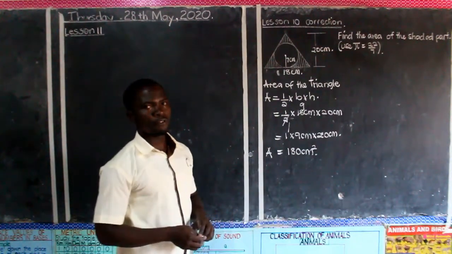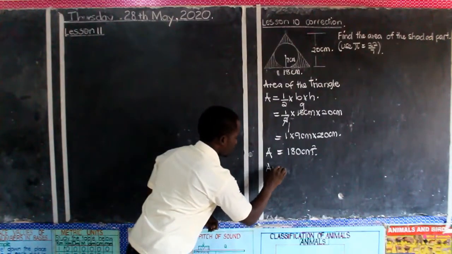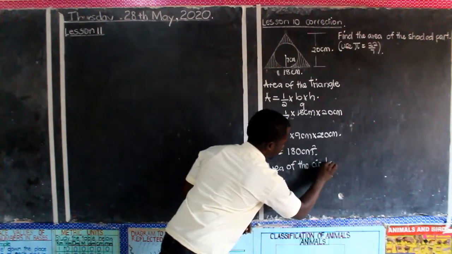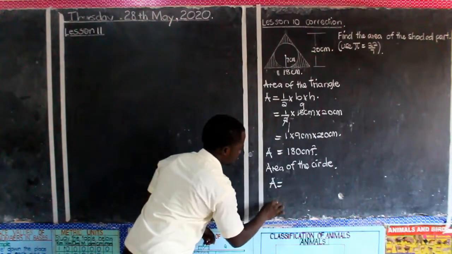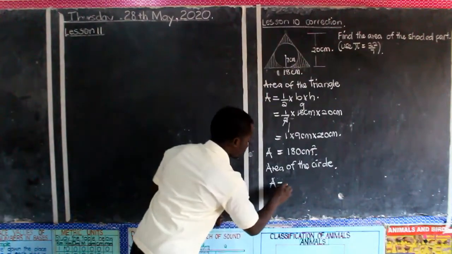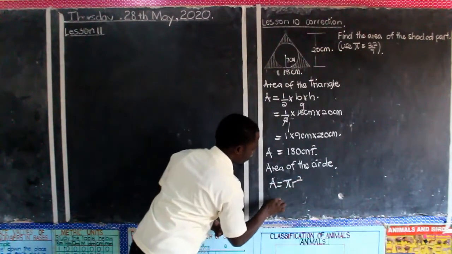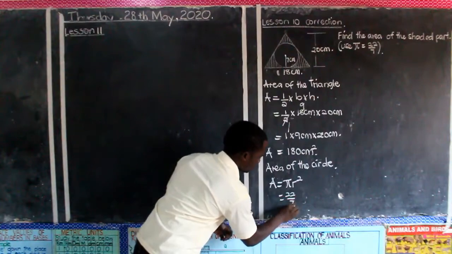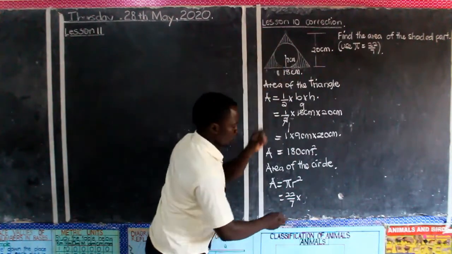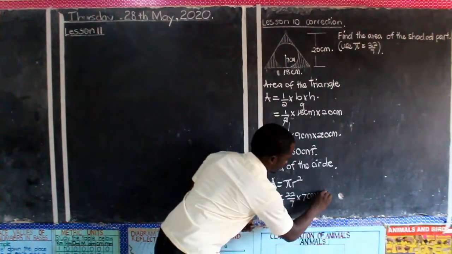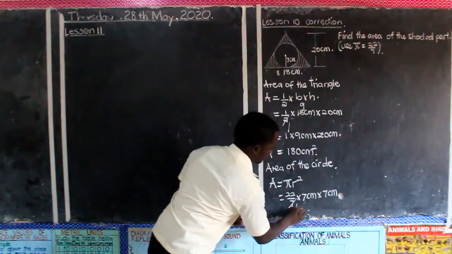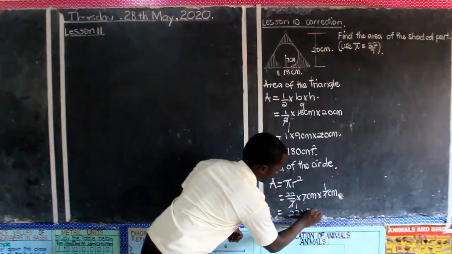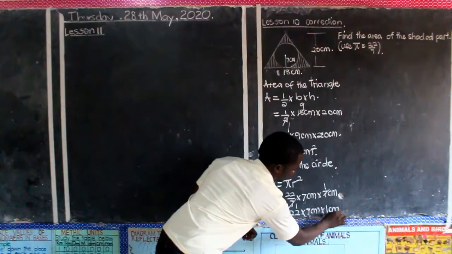From there we shall go to the area of the circle, which is the inner figure. Area of the circle. It is a full circle. So we shall have pi r squared, and the pi given in the question is 22 over 7, times the radius of 7 centimeters times 7 centimeters. 7 ones are 7. So here we shall have 22 times 7 centimeters times 1 centimeter.